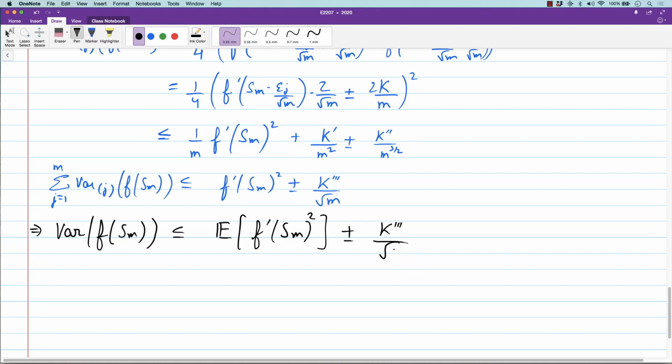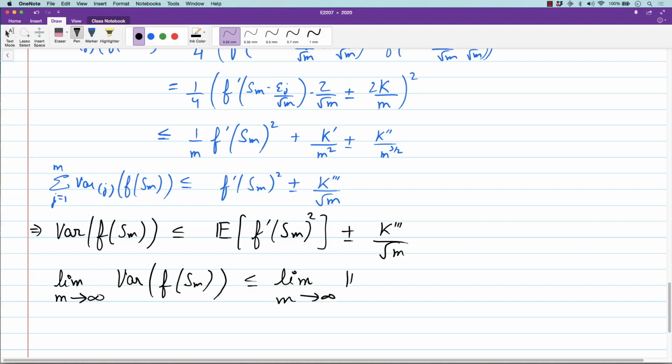That's what we get. So taking the limit m going to infinity, the variance of f of sm is less than or equal to the limit m going to infinity of the expected value of f prime sm square plus minus k prime. This thing goes to 0, because this is by root m. Okay, that's the main inequality.